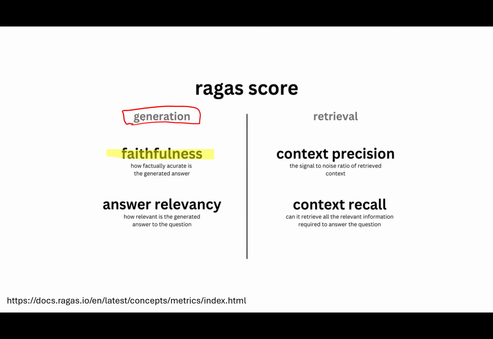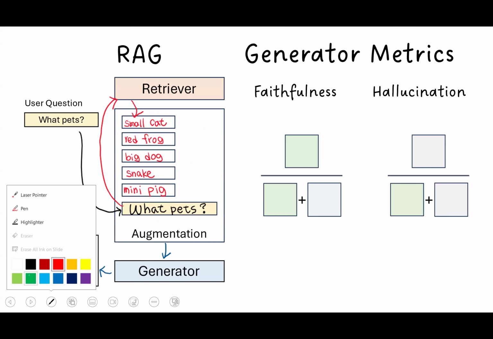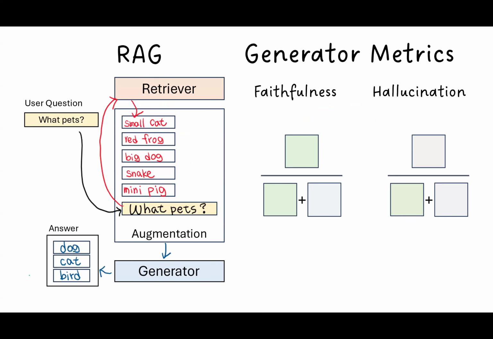I have this worksheet to go over the calculation for the faithfulness metric. For the faithfulness metric, I went through the process of RAG. We got some context, and we also got some answer.